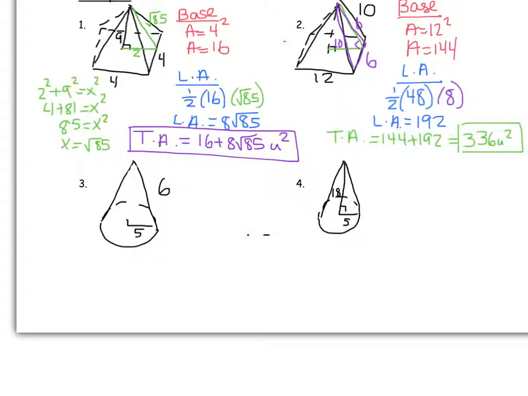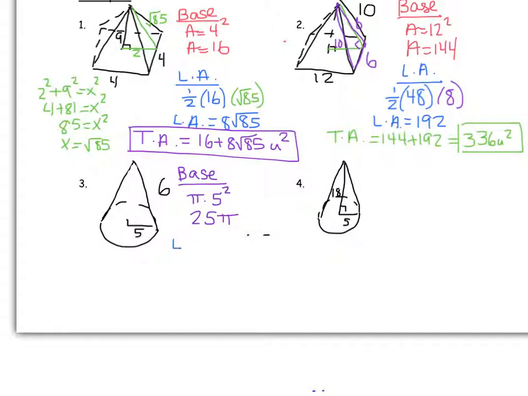Okay, the last two problems are both cylinders. Again, we're going to have to really pay attention to the real height versus the slant height. In this first problem, we actually have everything we need. We can find the area of the base first by just doing pi times the radius squared. So you get 25 pi.